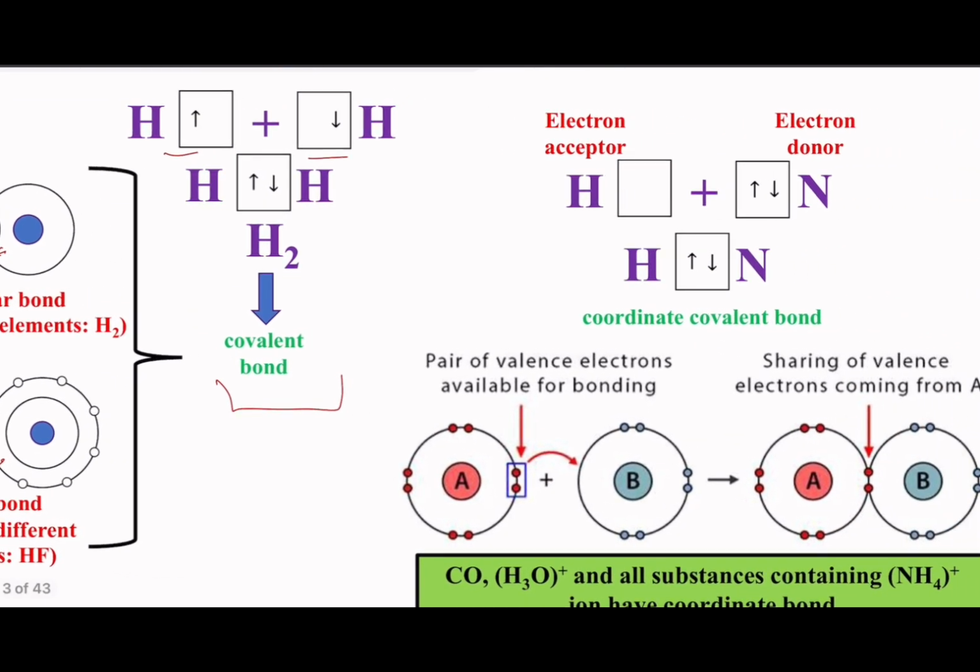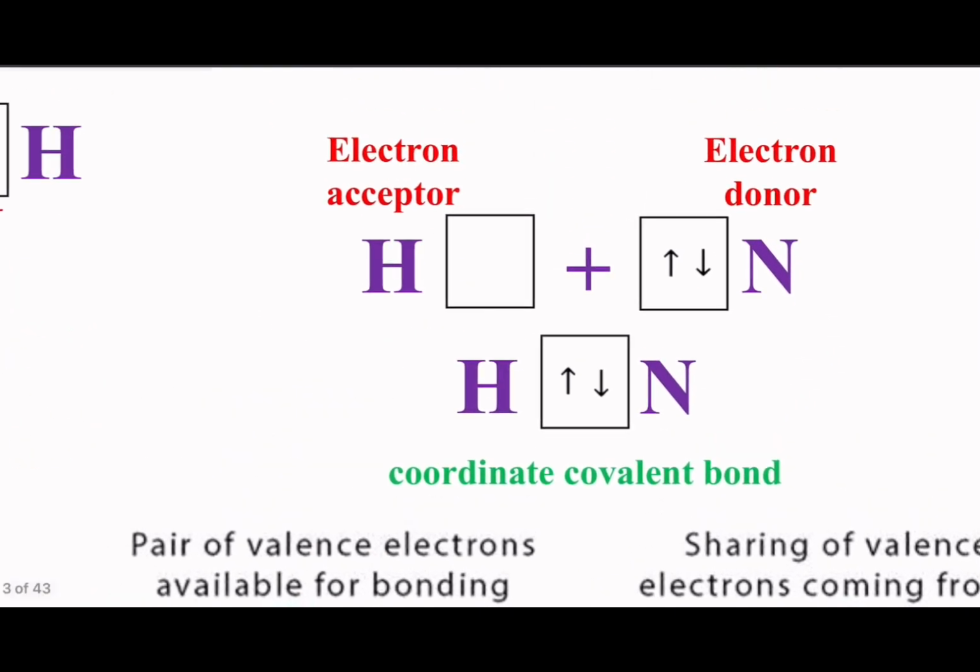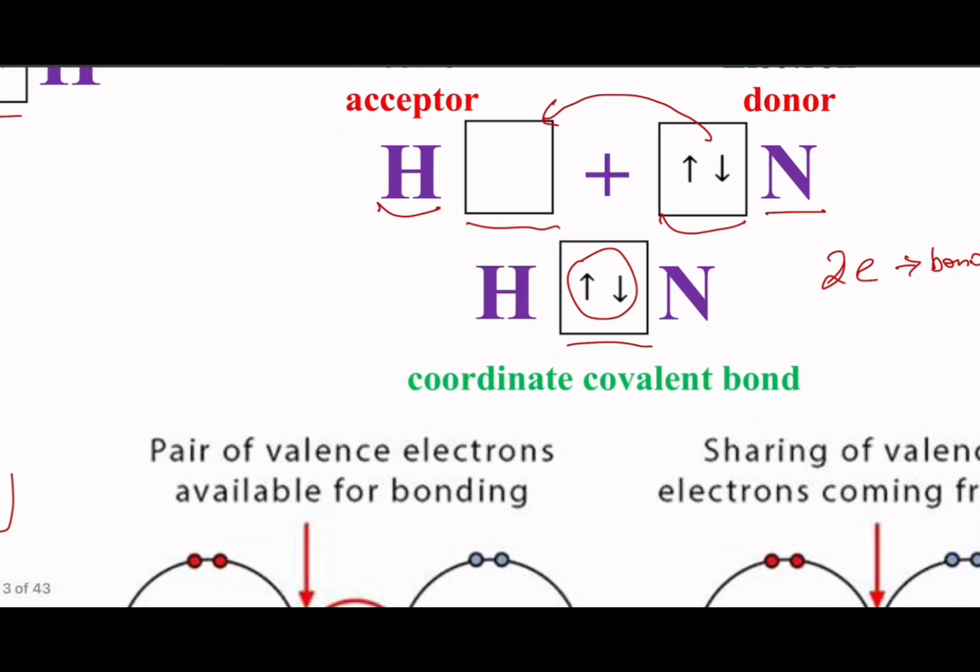But now we have another case where 2 electrons come from one atom, and there is no electron in the other element. We said that we need 2 electrons to make a bond, so this atom will donate its electrons into the middle. They will have 2 electrons and make a bond. This bond is called a coordinate covalent bond.